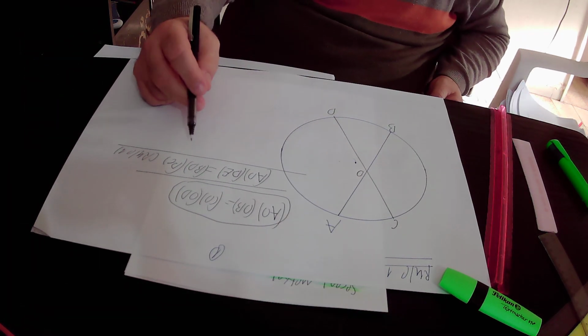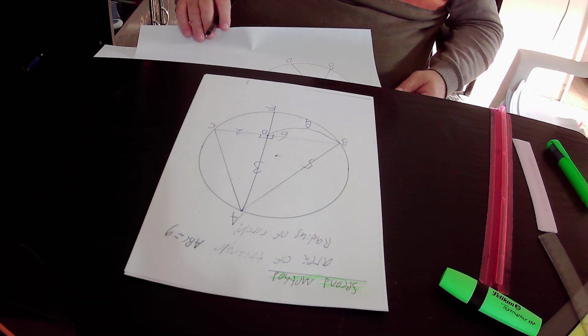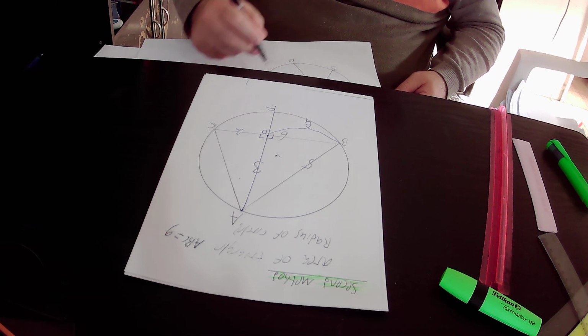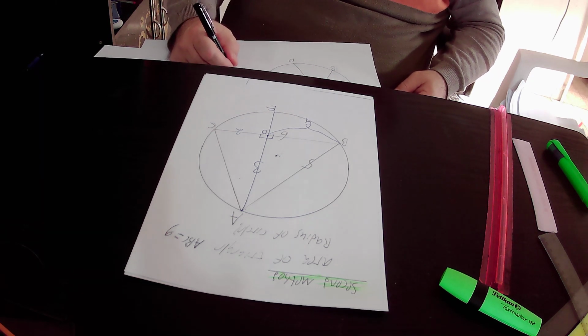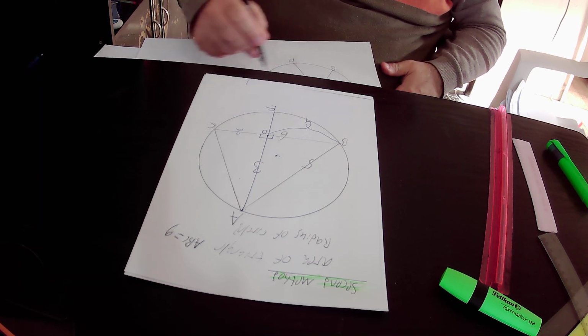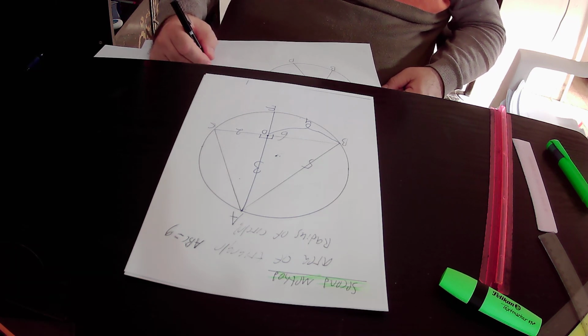AD times DE equals BD times DC. AD equals 3 units. DE is the missing line segment, so we leave it as it is. And it is equal to BD. BD equals 4 units times DC. DC equals 2 units.